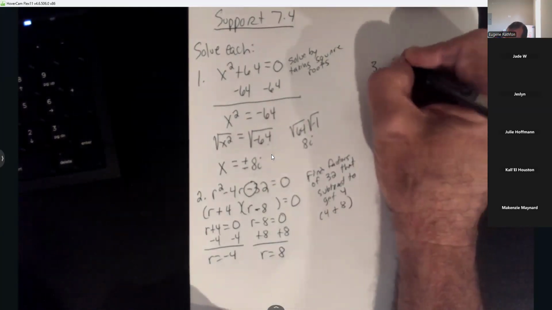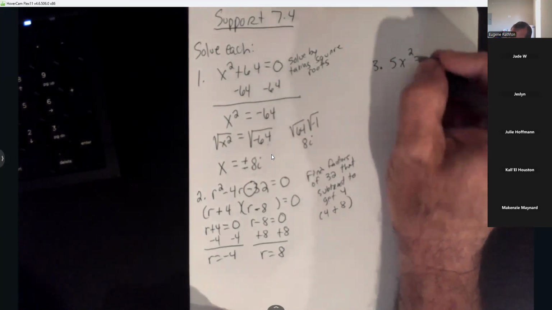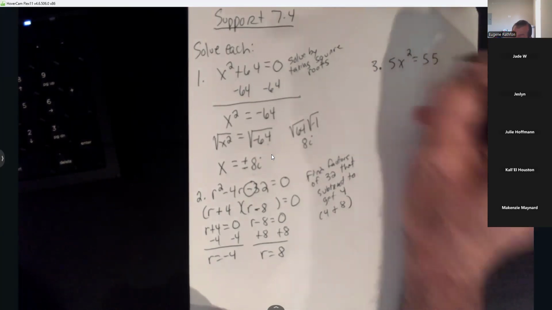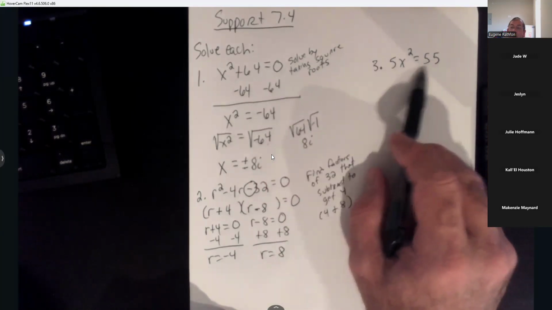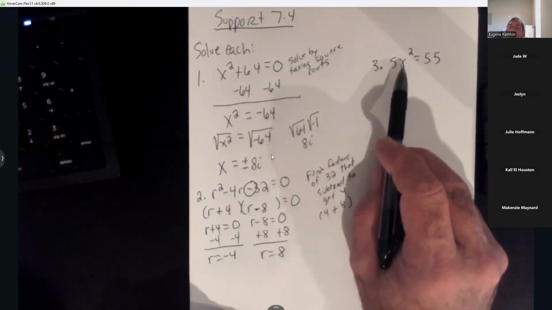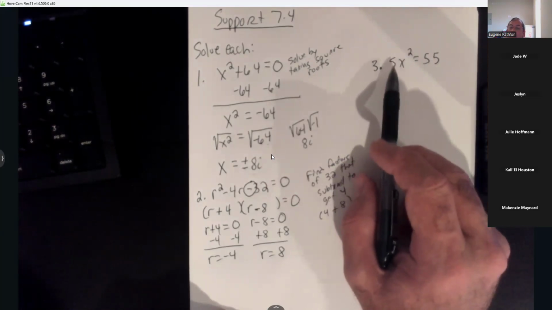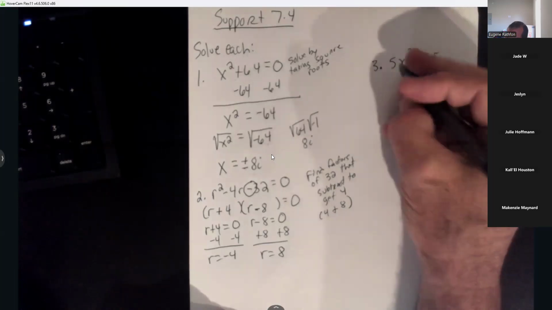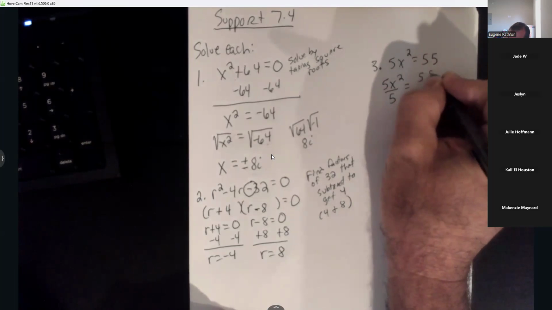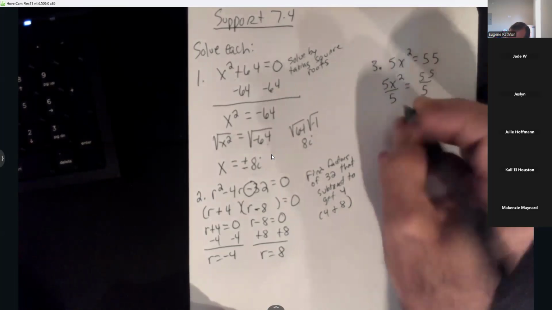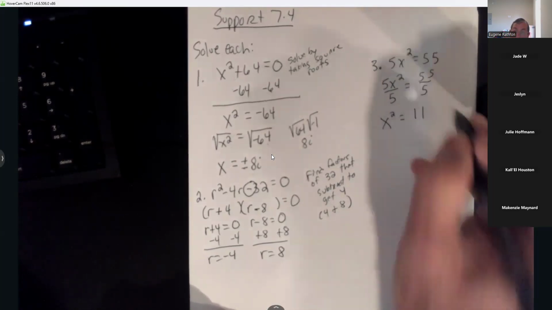All righty, y'all, watch this one. 5x squared equals 55. So this one I would do just like I did here. I would solve it by doing square roots. The only thing I've got to do to get the x squared by itself with a 1 in front of it is divide both sides by 5. So let's divide both sides by 5. That cancels, giving me my x squared, and then 55 divided by 5 is 11.